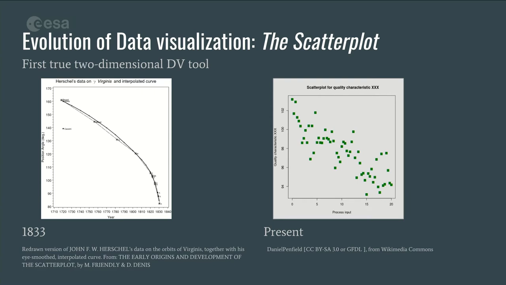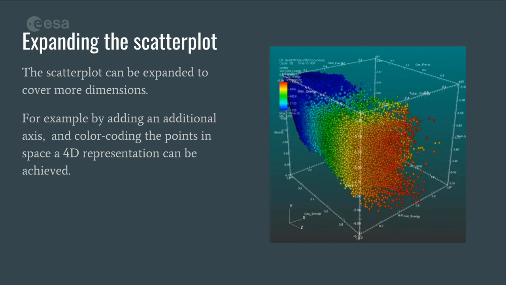And it was great because it was a much more flexible tool. To start with, it allows you, out of the box, to visualize at least two dimensions, and it has a very remarkable characteristic. You can, in your mind or on a piece of paper, fit a curve and intuitively predict what the data is telling you. Of course, this type of representation can be expanded. You can easily add another axis and, for example, color code the dots, and you get a four-dimensional visualization. But there might be some problems with this procedure.